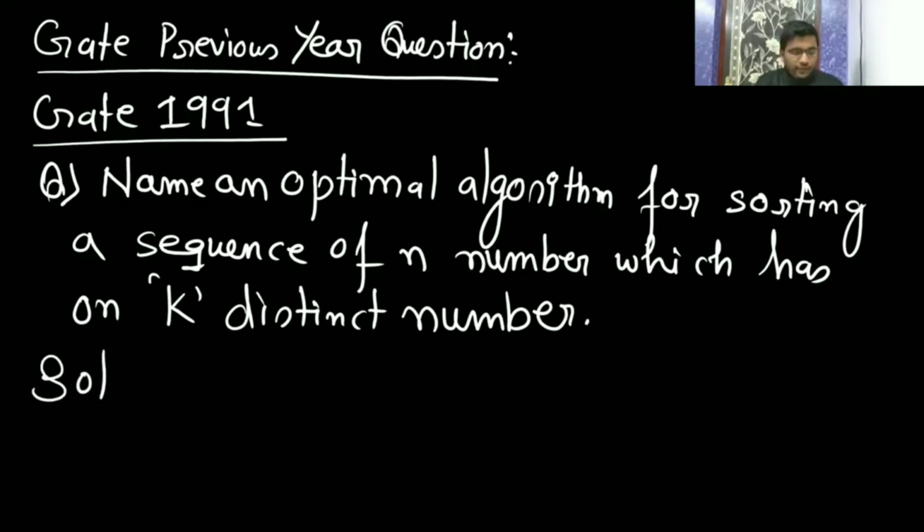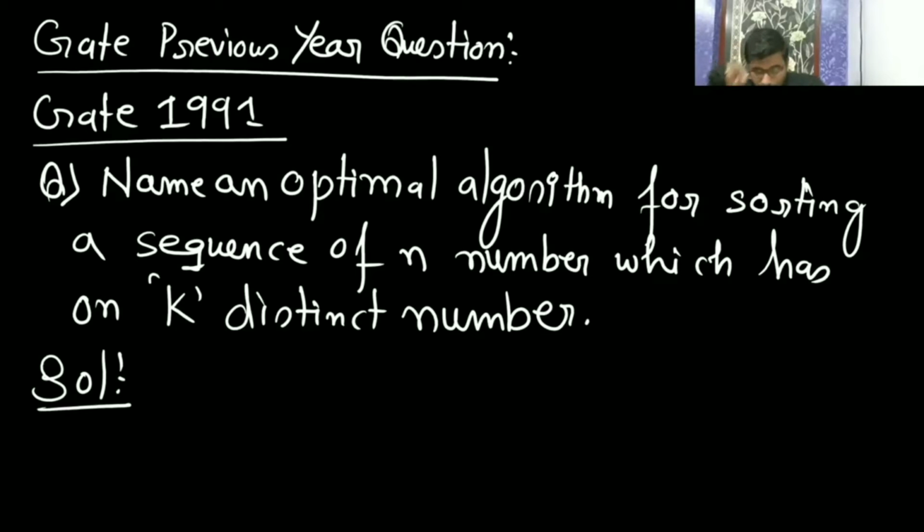Now tell me, if they are asking you to give an optimal algorithm for sorting a sequence of n numbers, and you are having a sequence of n numbers which is going to contain k distinct numbers, which sorting will you use here? Think a little bit. It is saying name an optimal algorithm for sorting a sequence of n numbers.